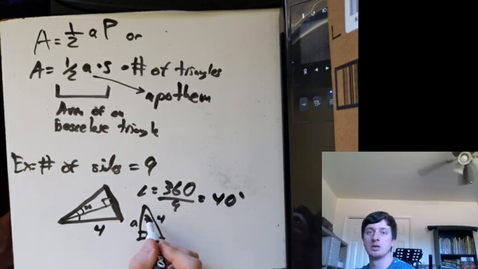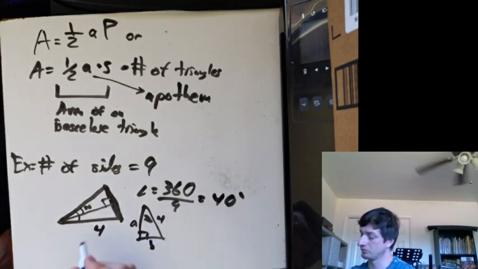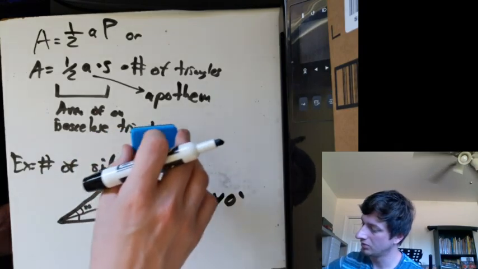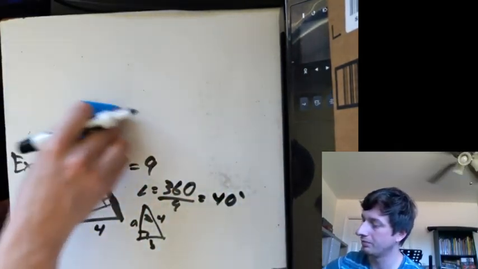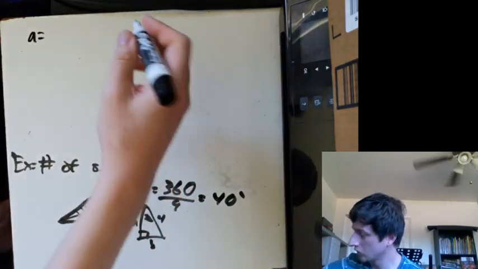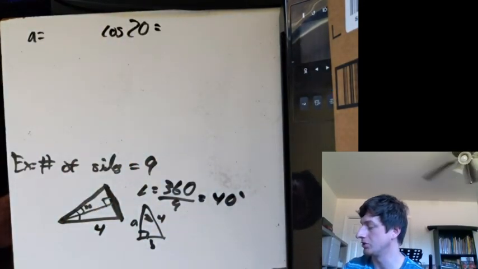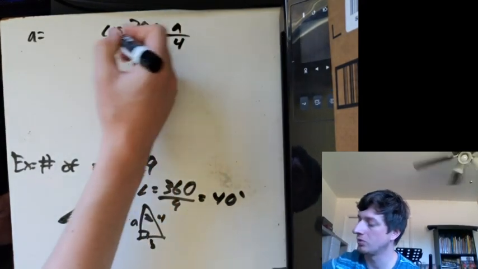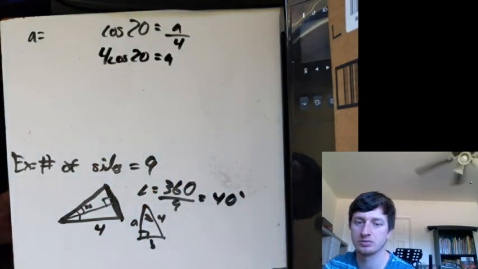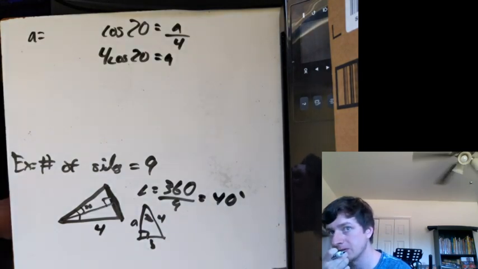So we would use 20, and opposite over hypotenuse, you would use cosine. So we're going to erase. Where's the formula? Because we have to go back. Okay, so we want to find a. a is going to be cosine of 20 equals adjacent over the hypotenuse, which is 4. So 4 cosine 20 is a, and that is the distance. I'm not going to evaluate that till the very end. I'm going to leave it like that so that my calculation is easier.